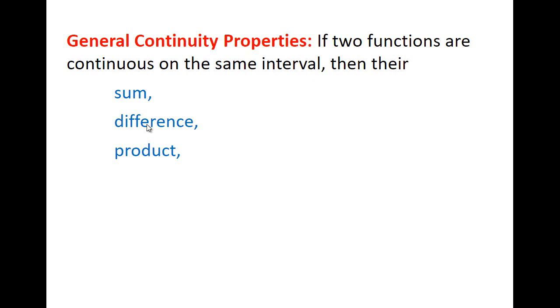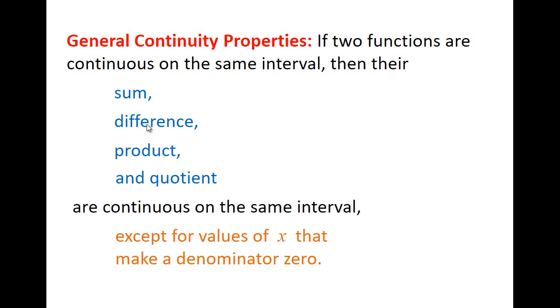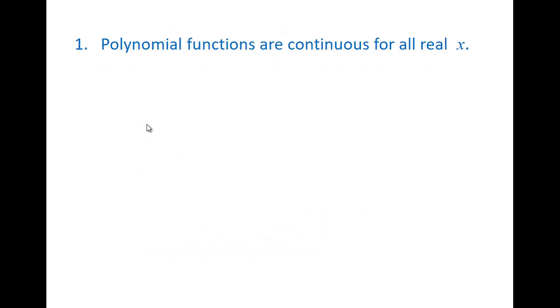The quotient of the two functions will also be continuous on that interval, except where the denominator is 0. So if two functions are continuous, their quotient would be continuous on the same interval, except for values of x that make the denominator 0.